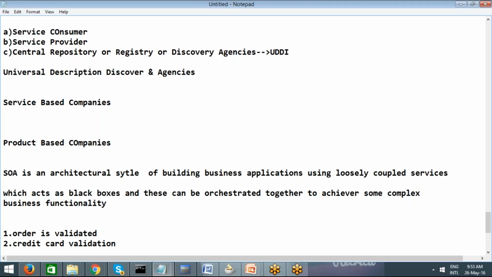But if you talk about their individual functionality, these services can do them without each other. Credit card validation can be done without the order validation also. Credit card validation would not need anything from the order details. It would just need the card number, CVV and expiry details, and it does the validation. But I am arranging them in a specific order. I am trying to create some business process. I am trying to use them in a specific order to basically achieve my business functionality.